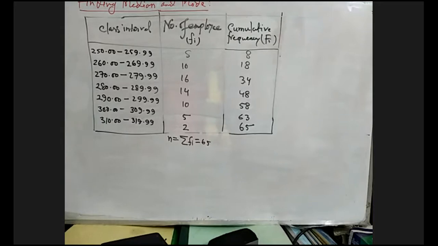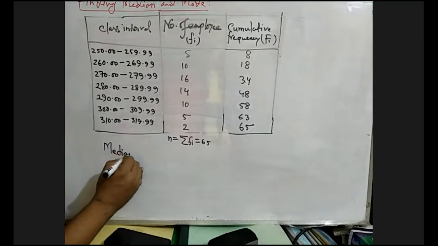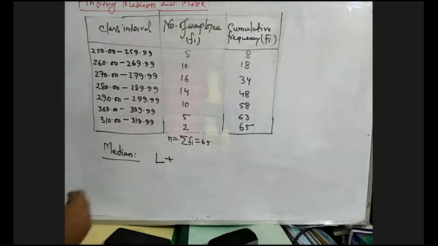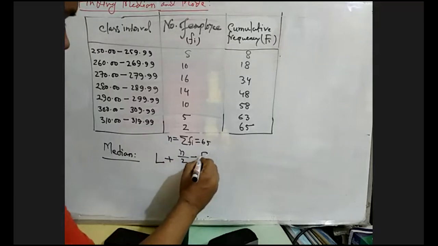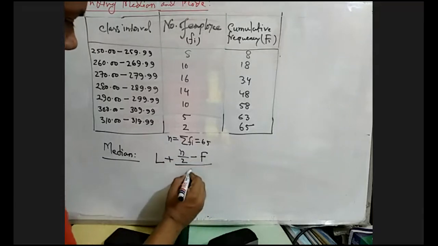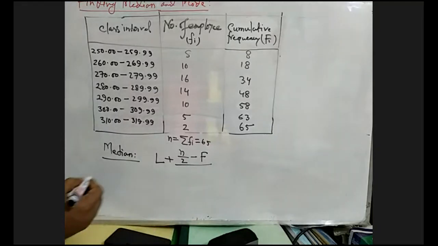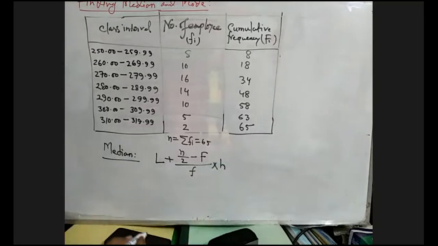Now what's the formula for continuous data? How to find median? Now median formula will be what? L plus n by 2 minus cumulative frequency divided by what? Small f multiply length of the class interval.